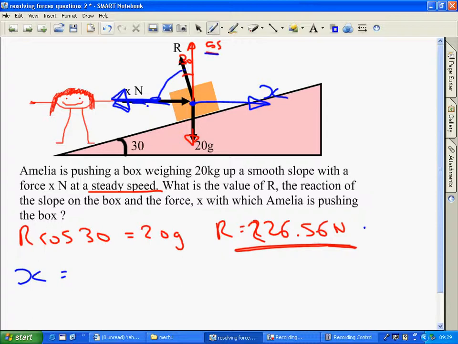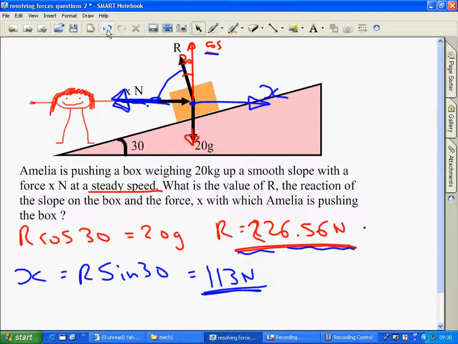X must be equal to the R component in this direction, which here it was R cos, here must be R sine. So that's equal to R sine 30. Now we've just calculated R right here. So we can easily find from that that X equals 113 newtons.